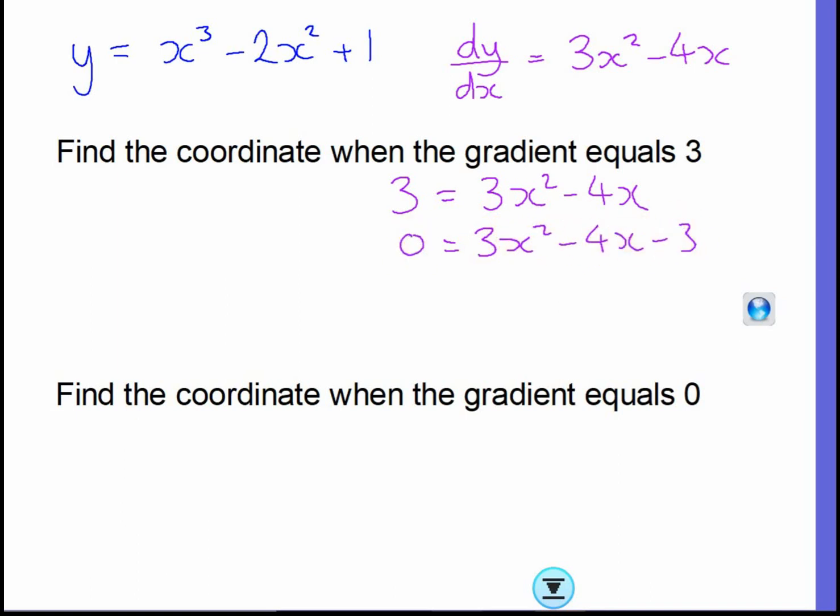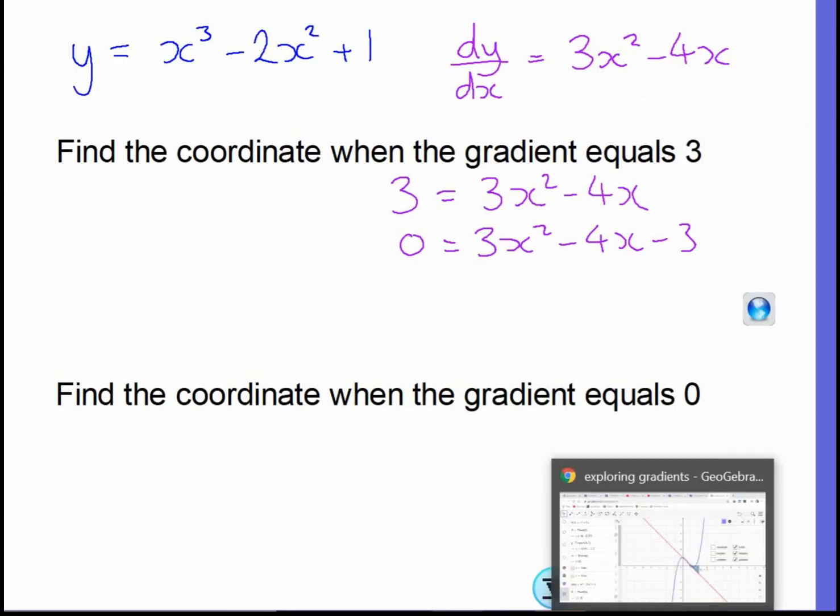Are there factors of 9 that make 4? No. So this one, I should have thought about this question a little bit better, but you need the quadratic formula, which, do I have my... No. Right, so we're just going to have a look at this one. Where is it? There.